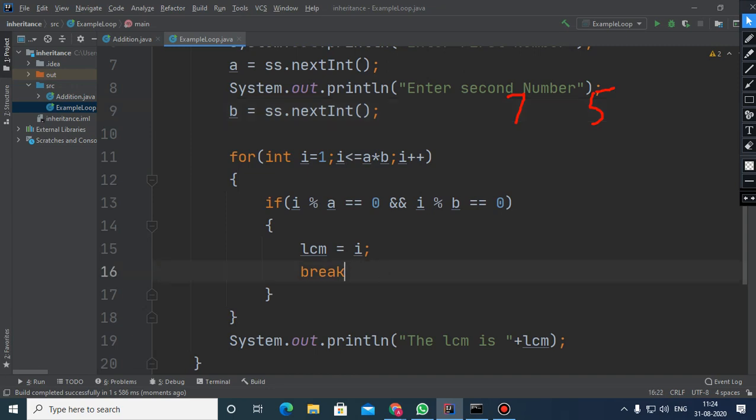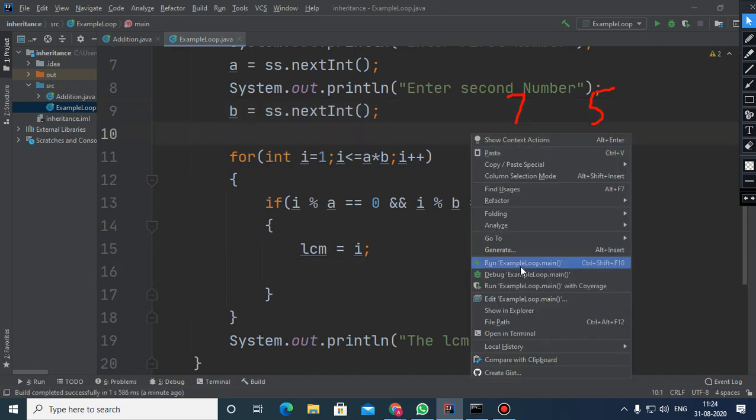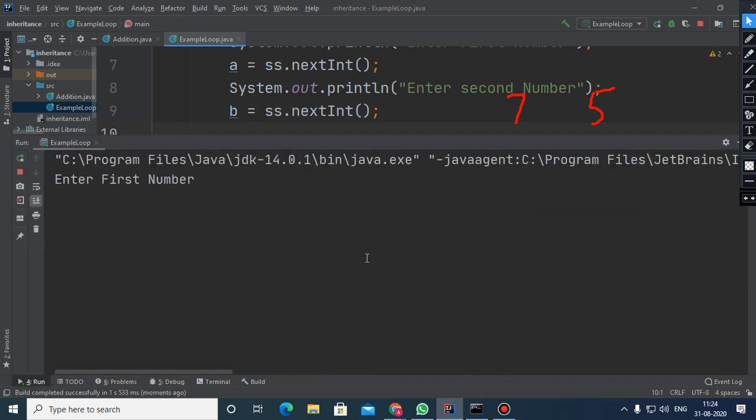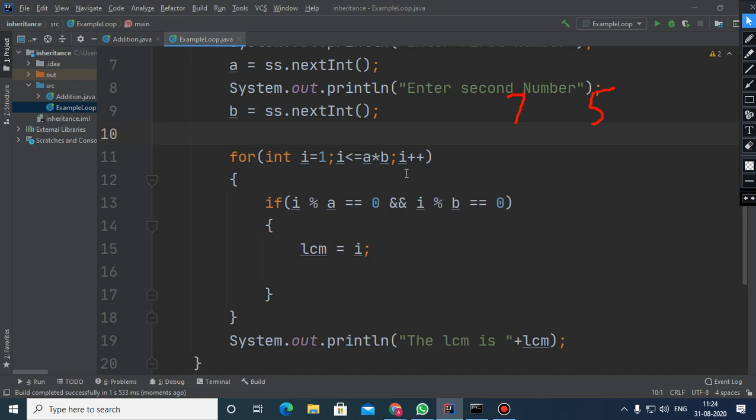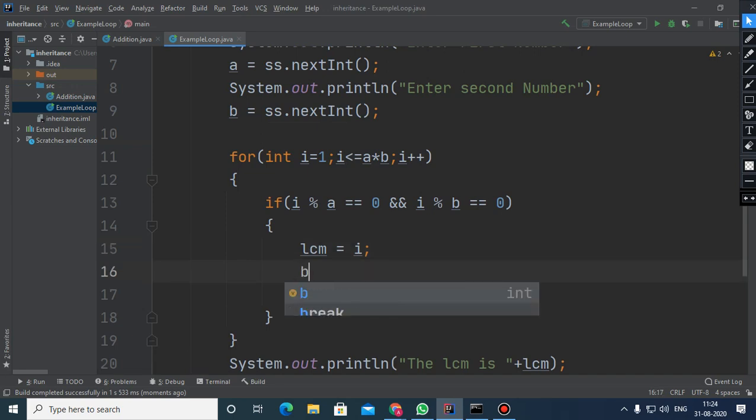And if you are not doing break, what will happen? You will not get the correct answer. See, the values are 105 and 35. The LCM given here is 3675. Actually, this 3675 is nothing but the product of 35 and 105. When you got the first value of I which was divisible by both, you have to terminate. Otherwise, you will finally get the product of these two numbers, and every time the product is not the LCM. That's why this break is very important.